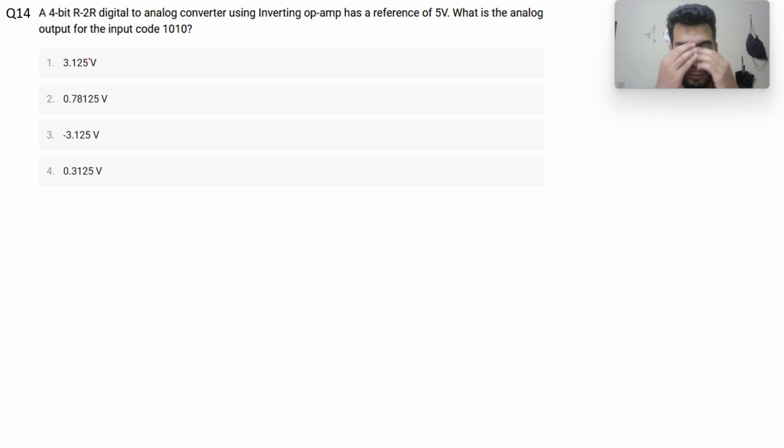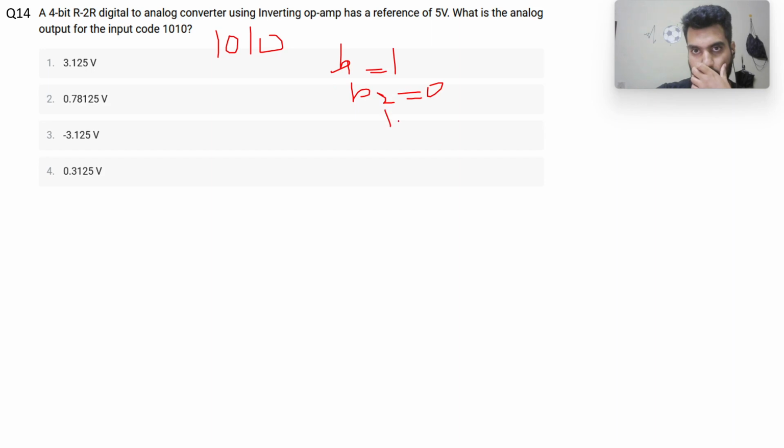Now we have question number 14. It states that a 4-bit R2R DAC using an inverting op-amp has a reference of 5 volt. What is the analog output for the input code 1010? So we have 1010 as a digital input. So your B1 is equal to 1, B2 is equal to 0, B3 is equal to 1, and B4 is equal to 0. And it is connected to the inverting op-amp.